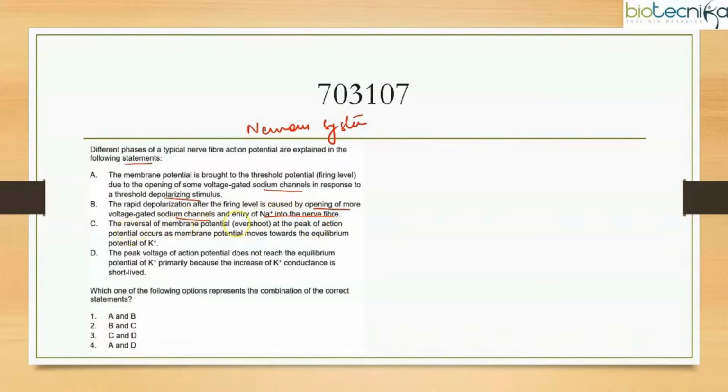C. The reversal of membrane potential, that is the overshoot at the peak of action potential, occurs as membrane potential moves towards the equilibrium potential of potassium. D. The peak voltage of action potential does not reach the equilibrium potential of potassium primarily because the increase of potassium conductance is short-lived. So, which of the following options represents the combination of the correct statements over here?